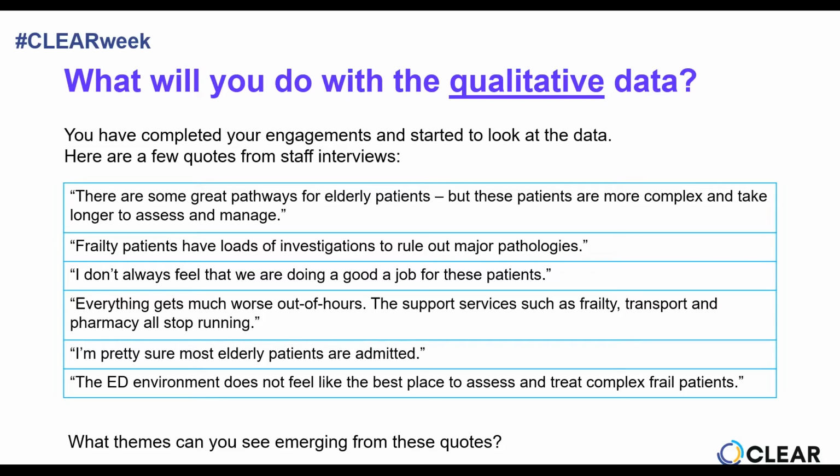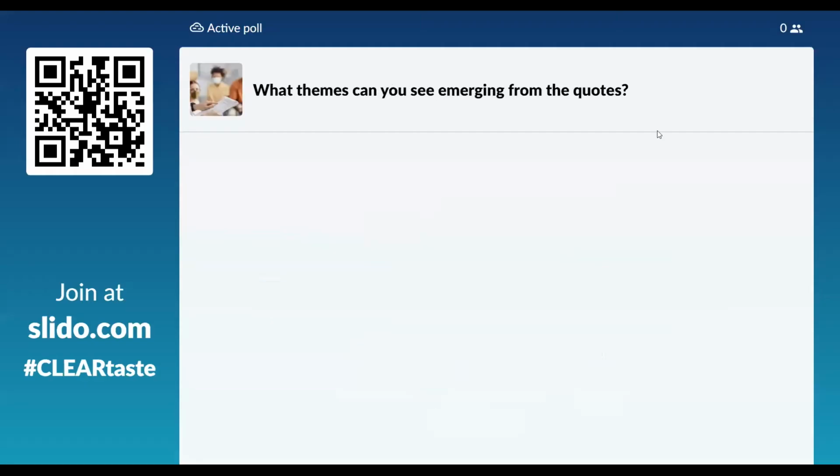So what I'd like you to do now is take a moment just to read through some of these quotes that are on the screen. And if you can think of any themes that are emerging there, then write them down in the Slido. And there's no real wrong answer to this, because qualitative data is all about perspective. And so write down the themes that you think are coming out from those quotes.